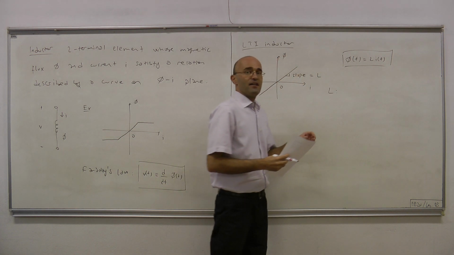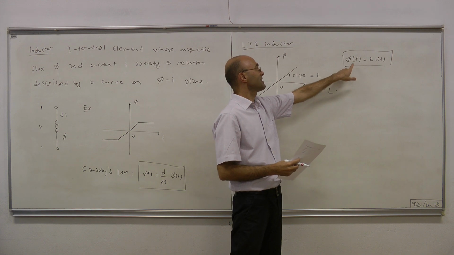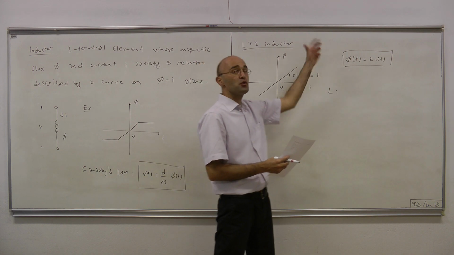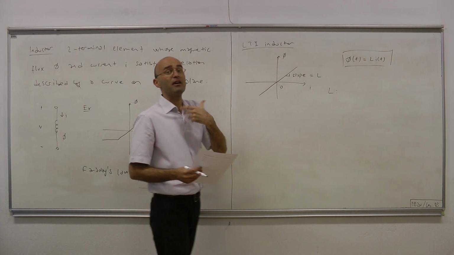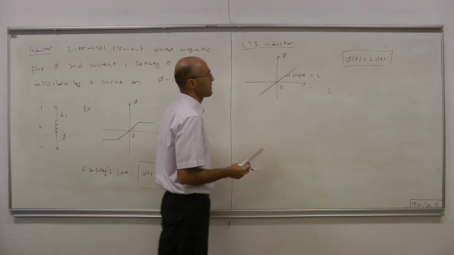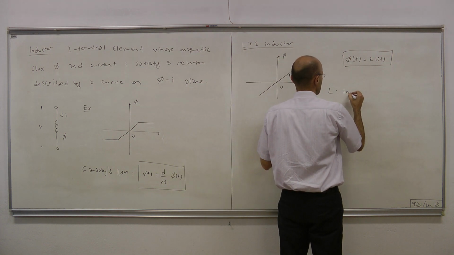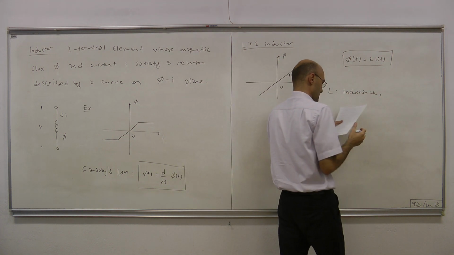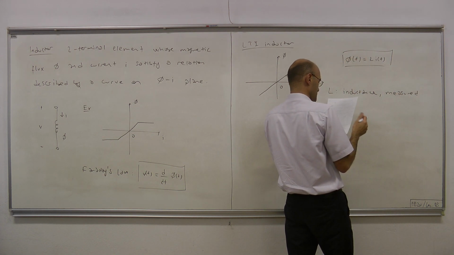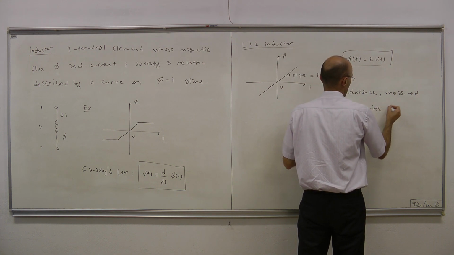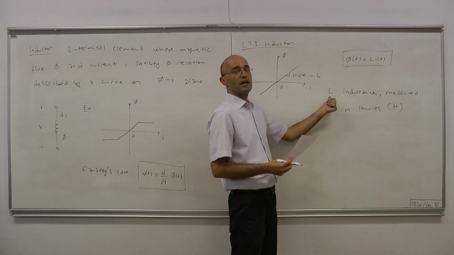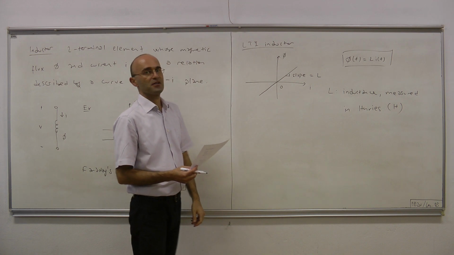Once again, for the capacitor, we have Q equals C, capacitance, times the voltage. Although this equation and that equation tell us very different things, qualitatively, in form, they are identical. So L is called inductance, and it's measured in units called henries, capital H. Remember that for capacitance, the unit that we used was farads.